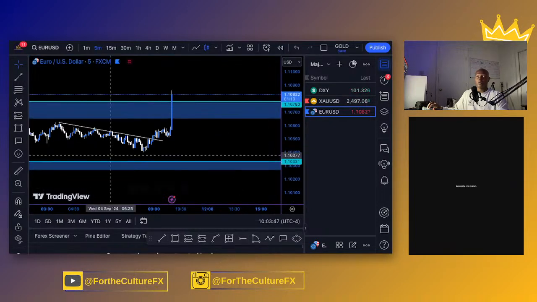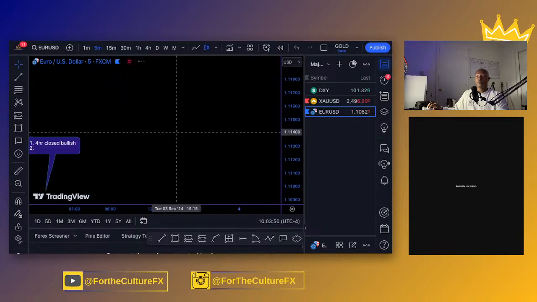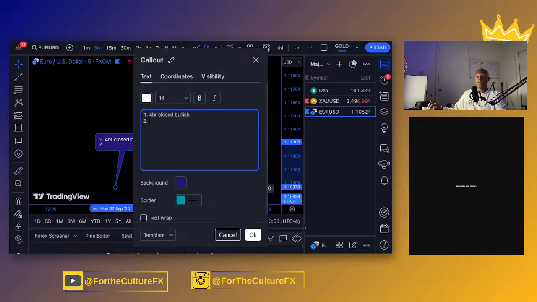So let me go ahead and go back to my notes. So the 4-hour close bullish, first thing. So wrong directional bias. Wrong direction. All right, going after that. Following the 4-hour bullish closure, we had a change of character on the 5-minute. And then finally, the last thing was, what was that last thing? It just slipped me.